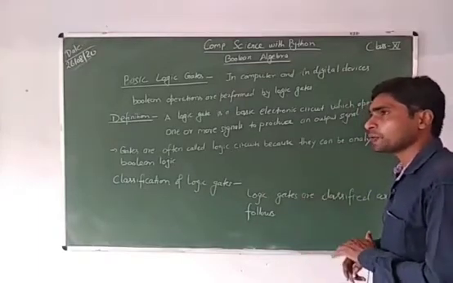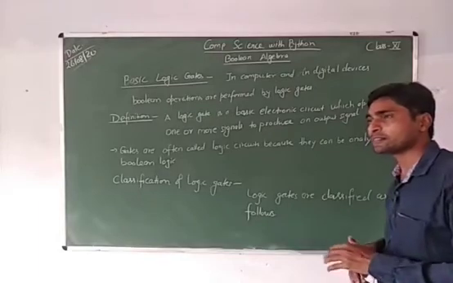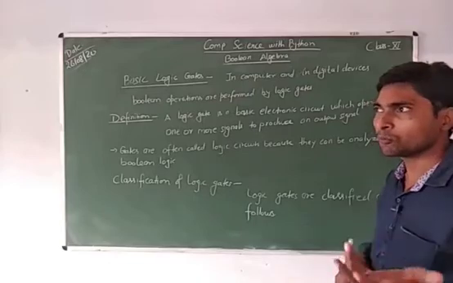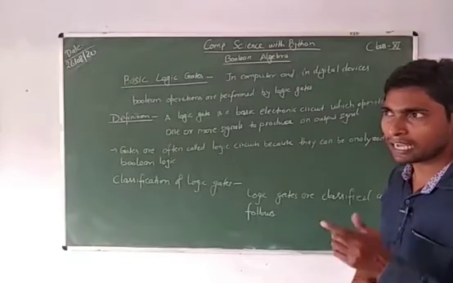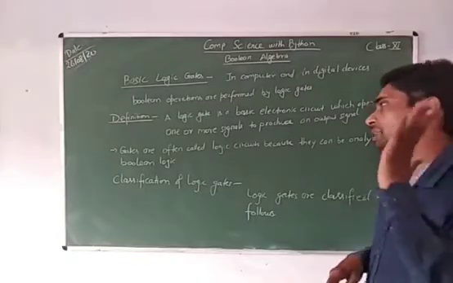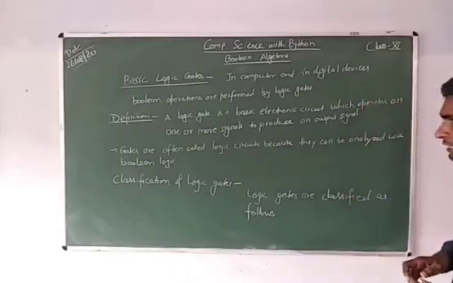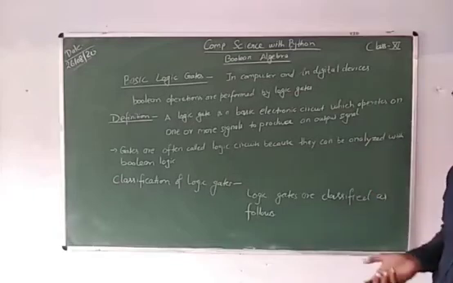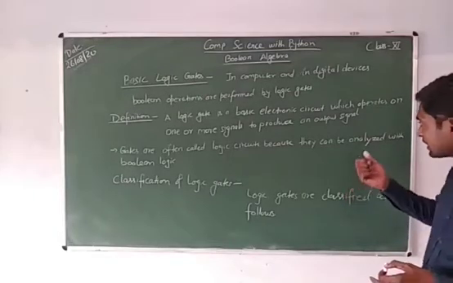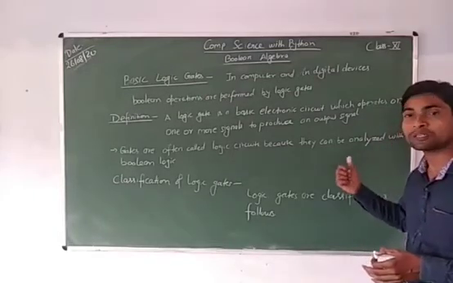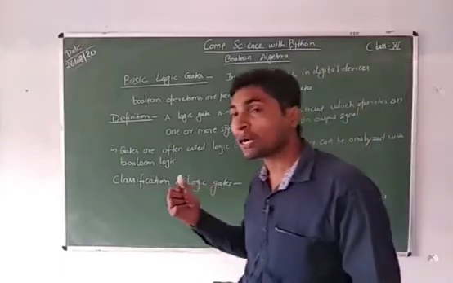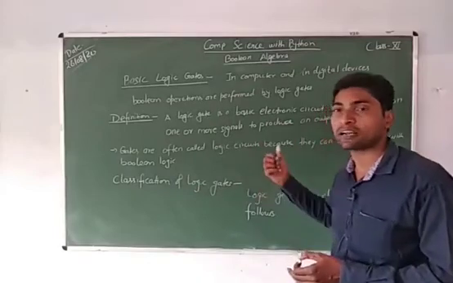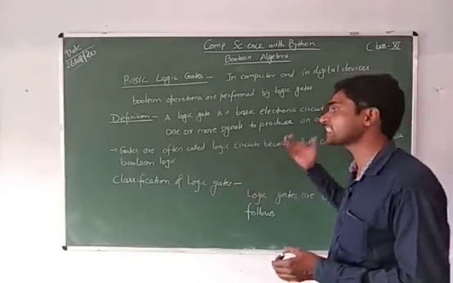In a simple way, we can say a logic gate is an electronic circuit that has more than one input terminal and only one output terminal. These logic gates are also known as logic circuits. Why are these known as logic circuits? Because they can be analyzed with Boolean logic. What are the Boolean logics? Boolean operations, that is AND operation, OR operation, NOT operation, like that.